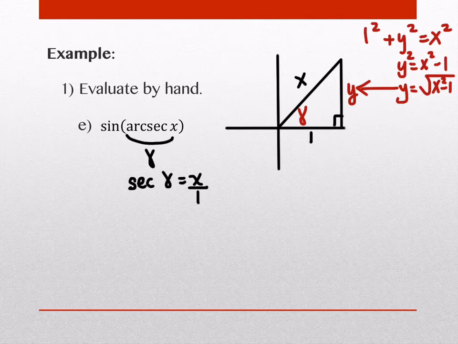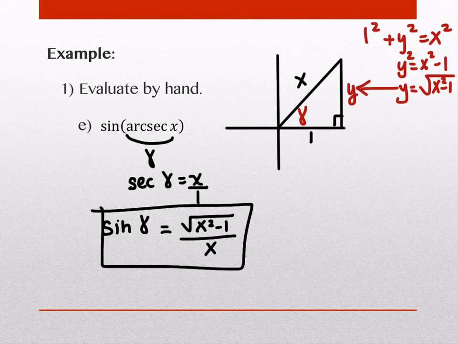So then back in the original problem, we want the sine of that gamma. Sine is what over what? It's going to be the square root of x squared minus 1 over x. It's opposite, which is the square root of x squared minus 1, over hypotenuse, which is x. Okay, is everybody okay with that? Because the next thing you're going to do is write down a whole bunch of derivatives. I know. A whole bunch of them.